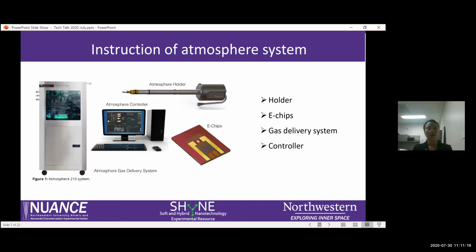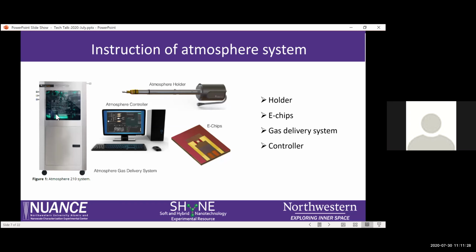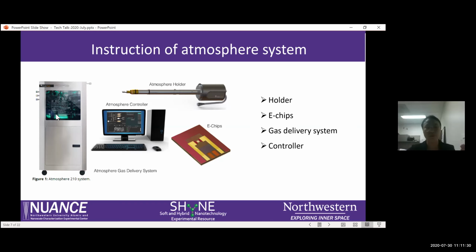So this is a general introduction of the atmosphere system. It has four parts. First is the gas control system, which is used to mix gas and control the pressure at the tip area of the holder, control the vacuum of the tip of the holder, and the heating control is also in this part. The second is the atmosphere controller, or we can call it the software. It's very user-friendly, easy to operate, and easy to understand.